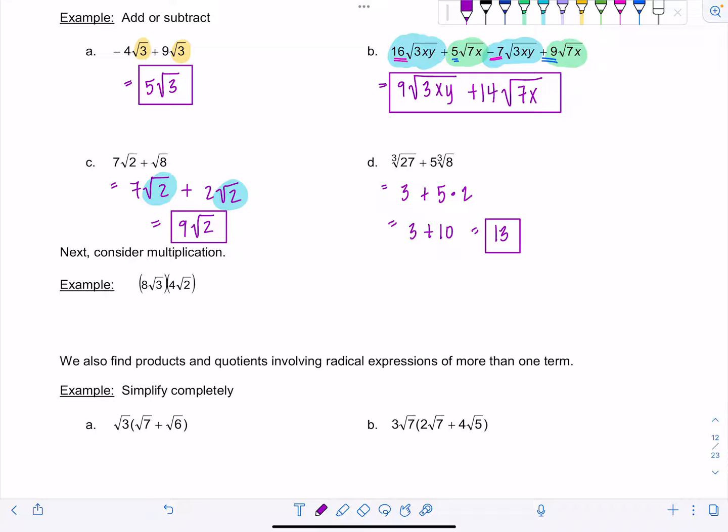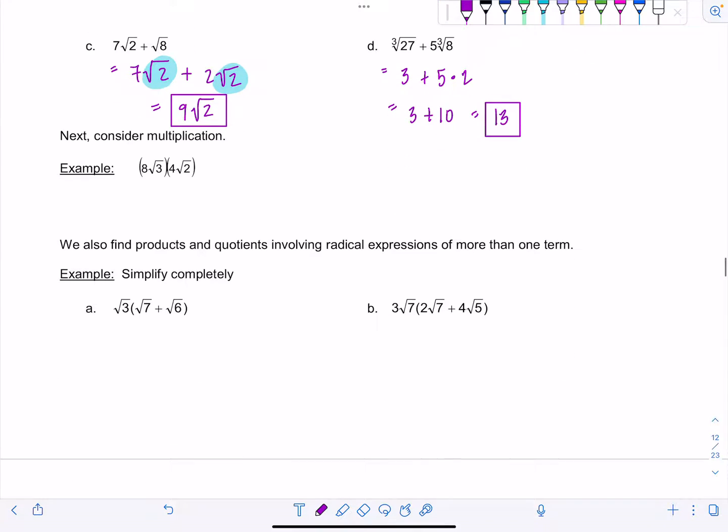So say you have something like 8 rad 3 times 4 rad 2. Again, I'm going to go back to when we were just working with variables so you can see how the rules work. So say you have something like 8x times 4y. What would you do? You would multiply the coefficients, right? 8 times 4, so that would be 32. And then x times y, you would just put them together like that.